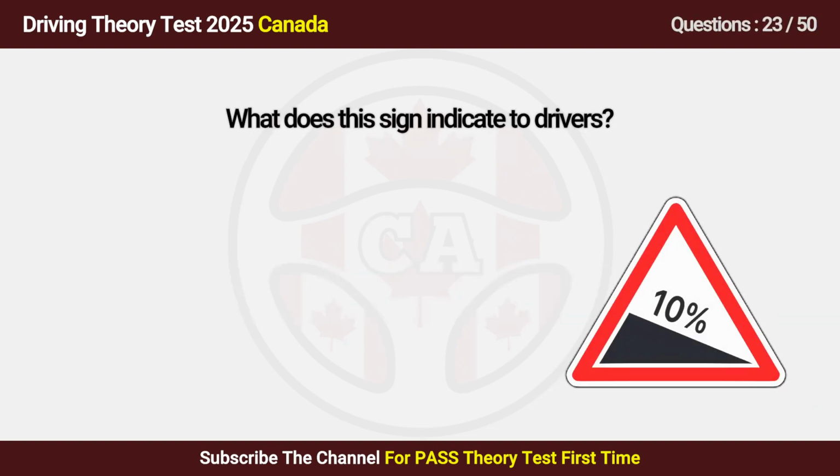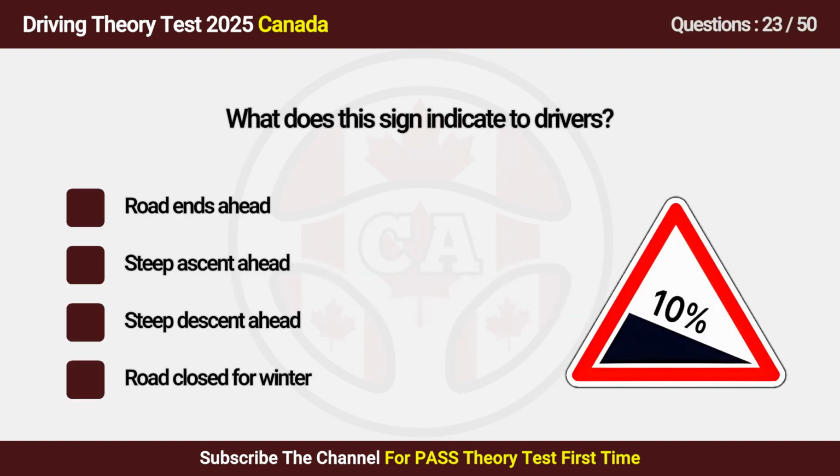Question 23. What does this sign indicate to drivers? A. Road ends ahead. B. Steep ascent ahead. C. Steep descent ahead. D. Road closed for winter.